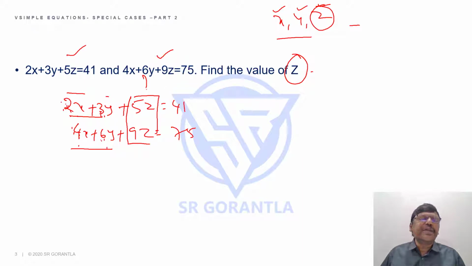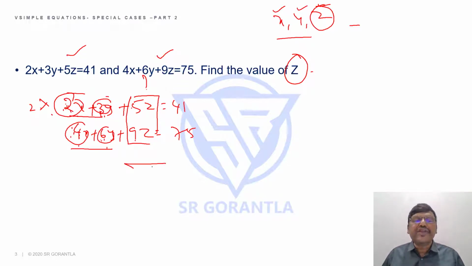How? Just multiply the first equation with 2. What happens, students? 4x plus 6y, 4x plus 6y gets cancelled. What I have is 10z here, 9z. The difference will be 1z. 2 into 41 is 82, and here 75. The difference is 7. z is 7.